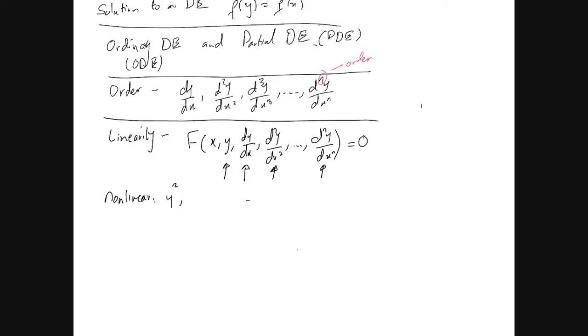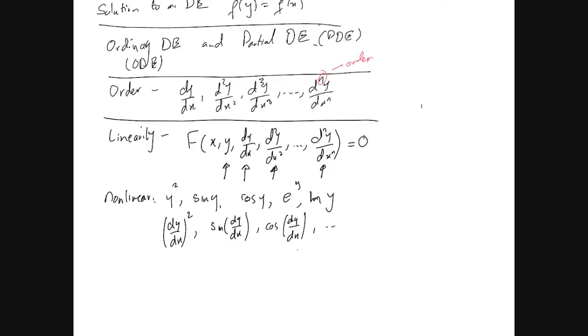So nonlinear equations, it's nonlinear if there's a y squared or a sine y or a cosine y or an exponential y, ln y, because these are all nonlinear functions, okay? And any versions of these. Now, the same thing happens if you have dy/dx or any of the derivatives squared or sine of dy/dx or cosine of dy/dx or so on.